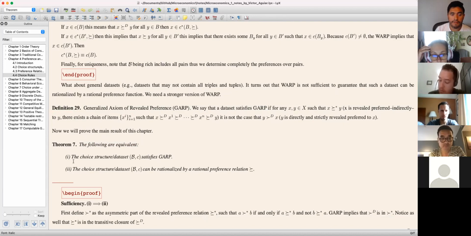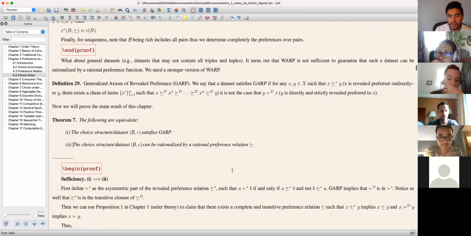So it is an if and only if statement. One, if and only if two. One: the choice structure dataset, calligraphic BC, a dataset of choice, satisfies the GARP. This is equivalent to two: the choice structure dataset BC can be rationalized by a rational preference relation.